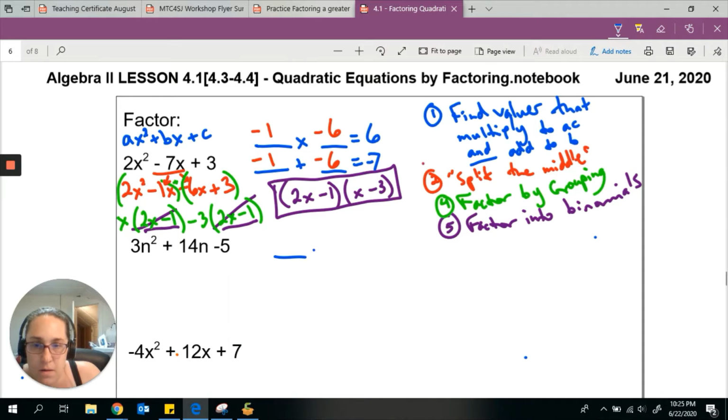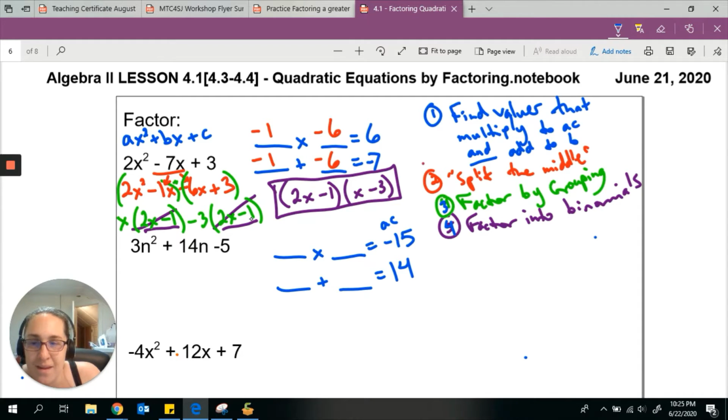So here, A times C gives us negative 15. So 3 times negative 5, negative 15. And these add to give us 14. I also realized when I rewatched my video, I numbered these wrong. So there's 4 steps, not 5.